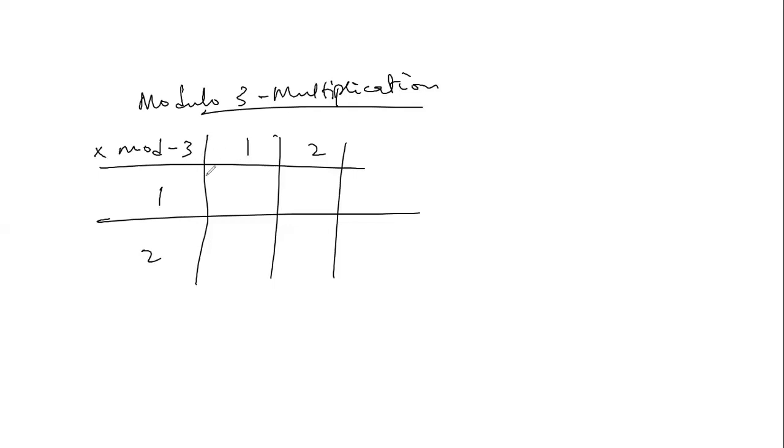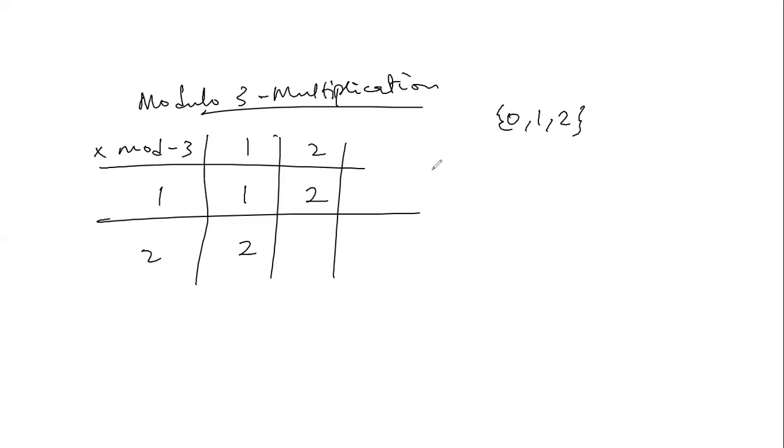1 times 1 in modulo 3 multiplication will give us what? I need your answer, please. 1. 1 times 2 will give us 2. Now, the rule of thumb: in modulo 3, we have 0, 1, 2 elements in this field. So 2 times 1 will give us 2. It's an element in the field.